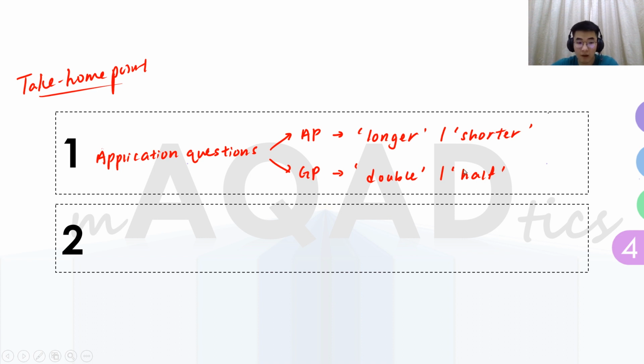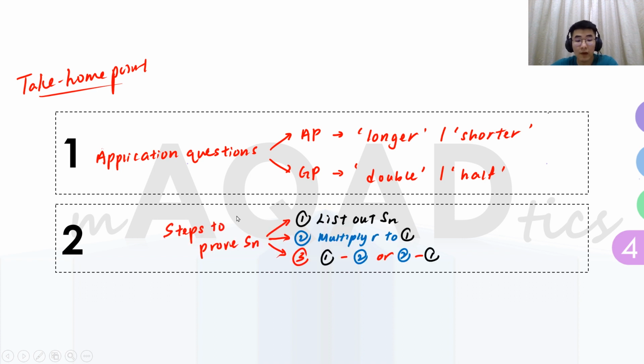The second take-home point is the steps to prove Sn. The first step is to list out the terms inside the Sn. The second step is to multiply by r the first equation we got. And the third step is either we subtract equation 1 minus 2, or equation 2 minus 1, depending on which formula you are trying to prove.